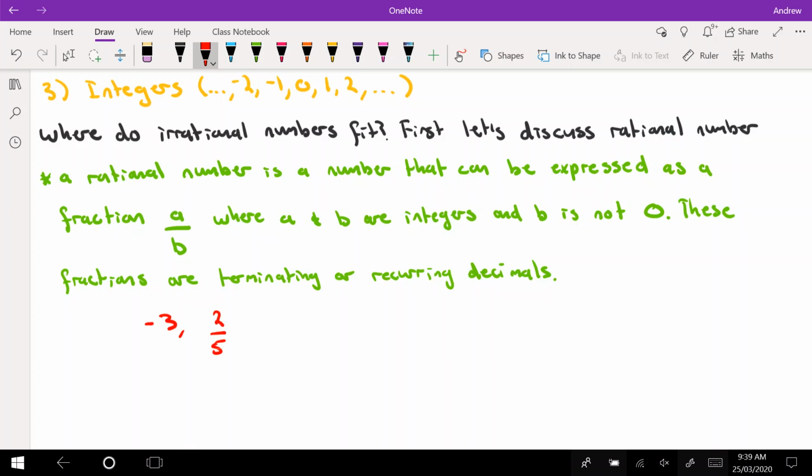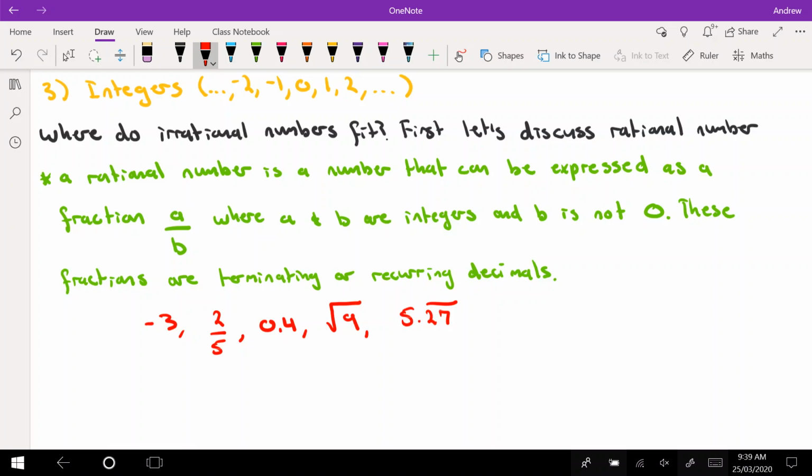Can anyone tell me what 2 over 5 is as a decimal? Bree? 0.4. Yeah, it's 0.4. So that is a rational number, because we can go the other way around. So they're both rational numbers. Perfect squares. So the square root of 9 gets me to 3. So since we can do that to get a number, it is a rational number. Repeating decimals, so 5.27. That is a rational number because we can write that as a fraction.